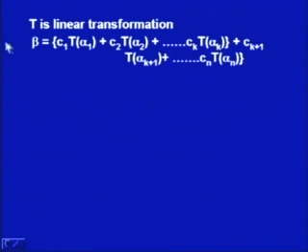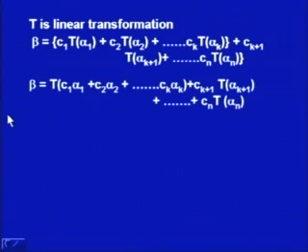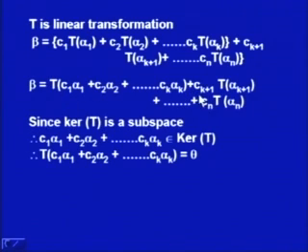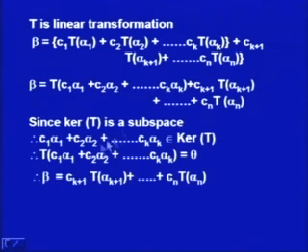So, I have two terms. I have represented beta as a sum of two terms, this term and this term, and that means beta is equal to T of C1 alpha 1 plus C2 alpha 2 plus up to Ck alpha k, plus the second term. Kernel T is a subspace, and therefore, C1 alpha 1 plus C2 alpha 2 plus up to Ck alpha k belongs to kernel T, and that is why T of this is equal to theta. So, this means beta is equal to simply this term. So, beta is equal to Ck plus 1 T alpha k plus 1 plus up to the last term Cn T alpha n.